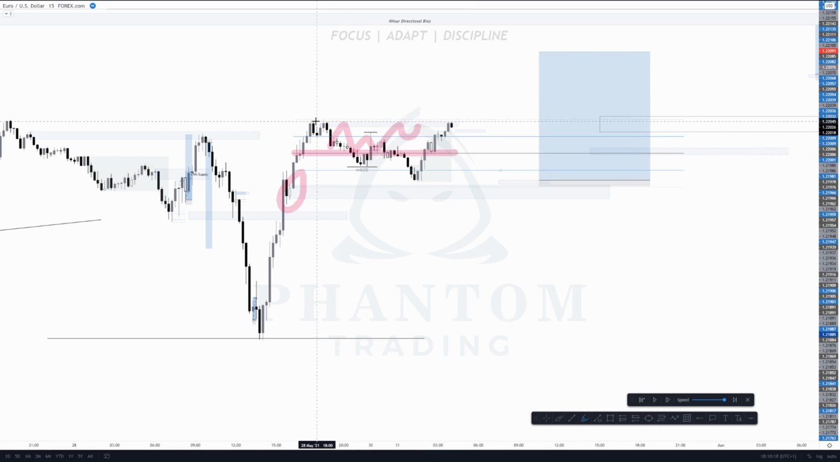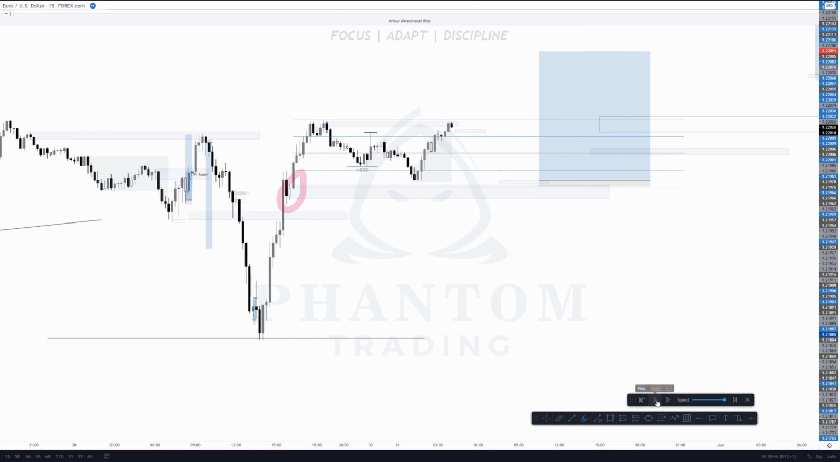So let's just touch upon that very quickly. In terms of a range, you never want to be getting involved in the middle of a range, but you want to be trading the extremities of that range. So once we've identified that this is actually moving into a range bound market, we only want to be trading shorts from up here and longs from down here. Okay, make sense?